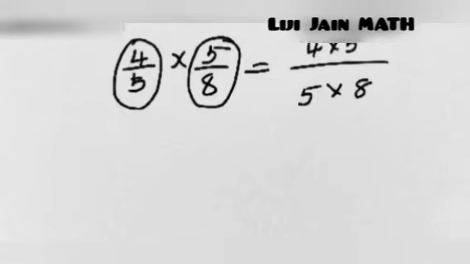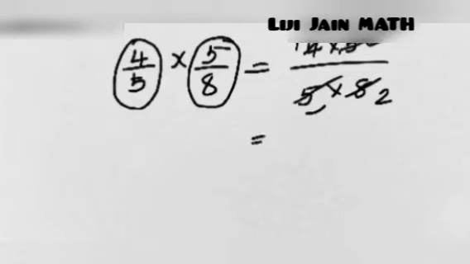Isn't it? Any common factors are there? Can we cancel 4 by any of the denominators? Yes, 4 and 8 can be cancelled by 4's table: 4 ones are 4, 4 twos are 8. Any more common factors exist? Yes, 5 and this 5 can be cancelled by 5's table. So these two 5's are cancelled.